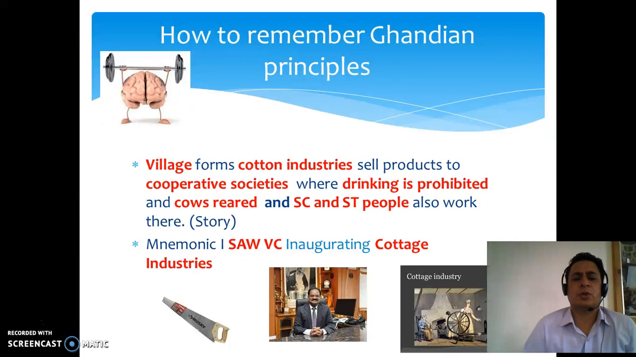There can be this story, or you can remember it through a mnemonic, that I saw, from which you will get S is for slaughter, A is for prohibition of alcohol, W is for promotion of weaker section, education and economic interests, V is for village panchayat, C is for cooperative societies, and then from cottage industries you will remember that it is cottage industries.